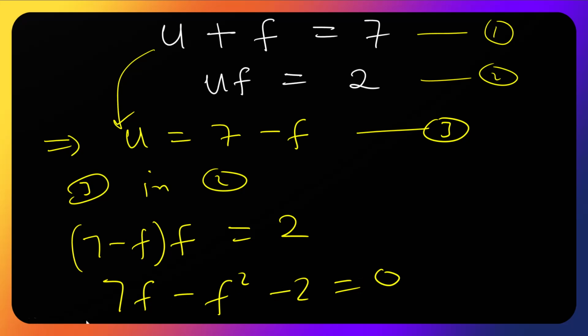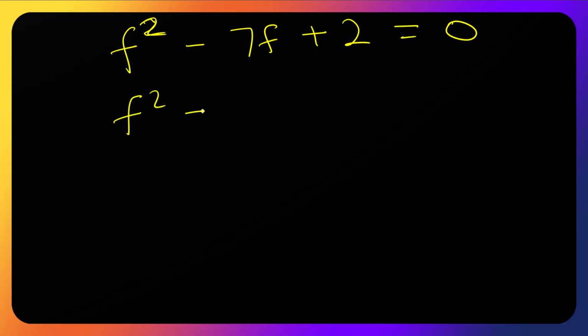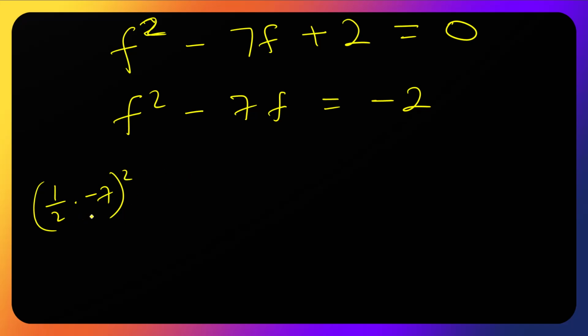So we have f squared minus 7f plus 2 equals 0. Okay, so let's complete the square of this one. So we have f squared minus 7f equals minus 2. So let's take half of the coefficient of f, all squared. That will be minus 7 on 2.